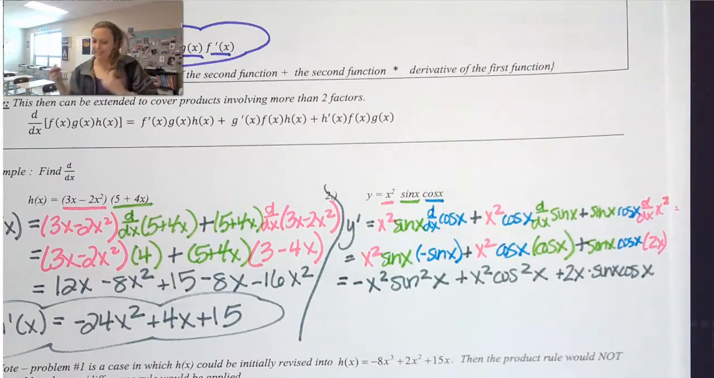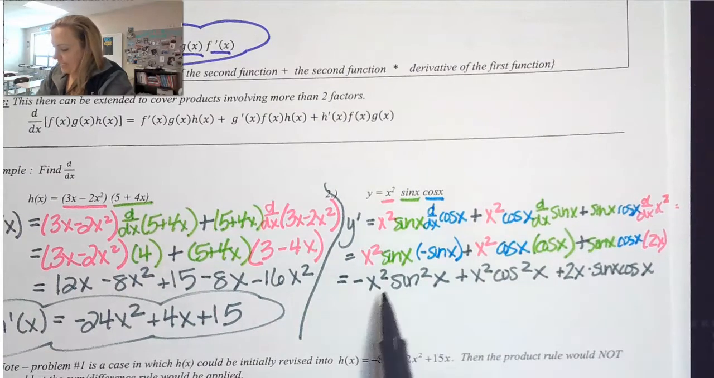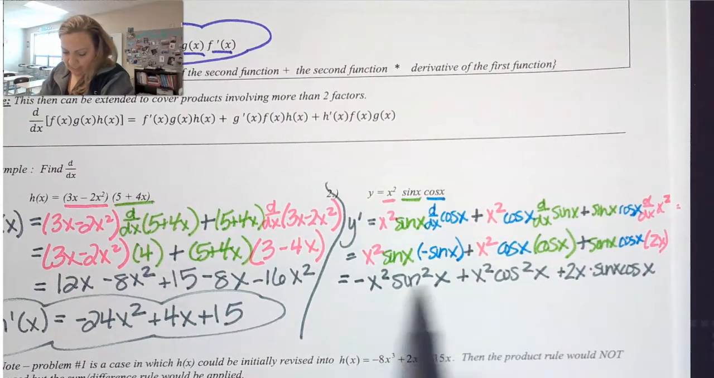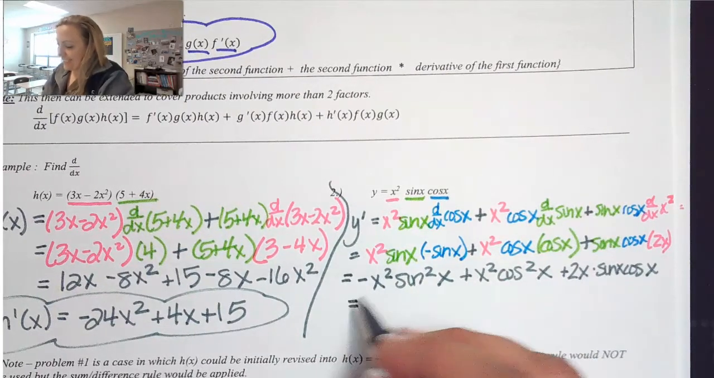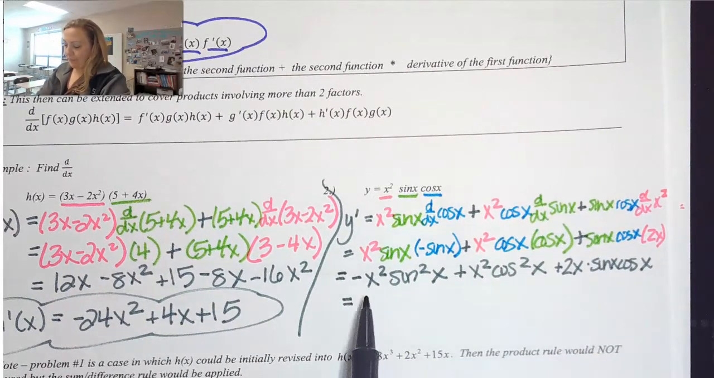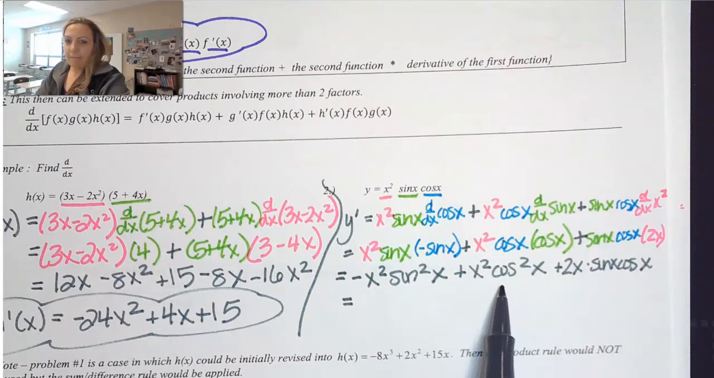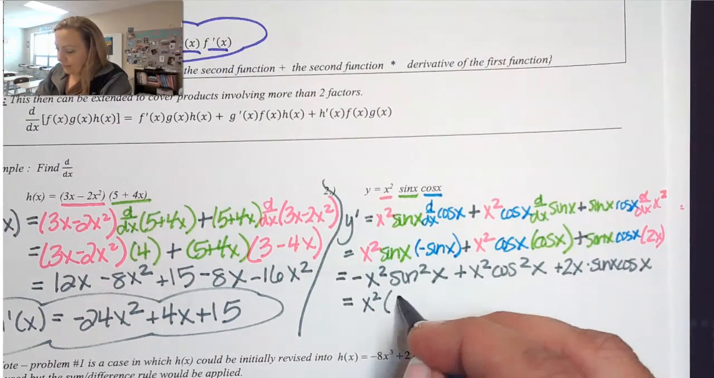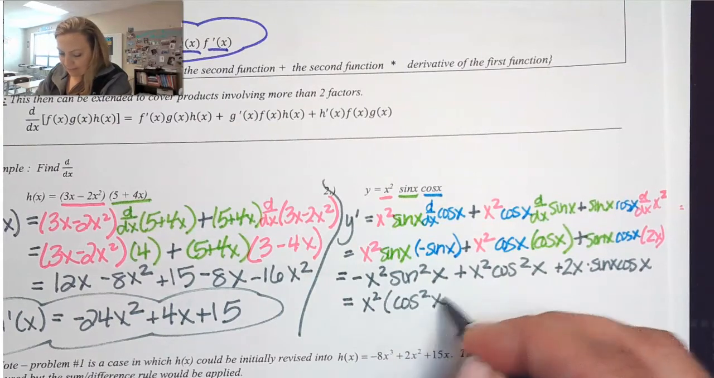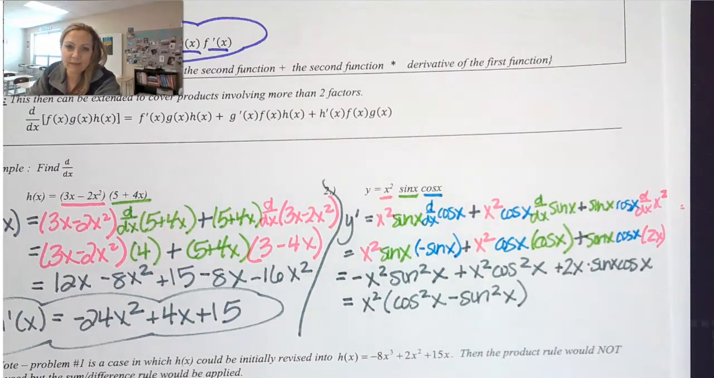Well, one thing that I see is that I can take out an x squared from these. And in particular, I know usually I would probably take out a negative x squared to make this sine squared x minus cosine squared x. But if I just took out an x squared, that would give me cosine squared x minus sine squared x. Why is that special?